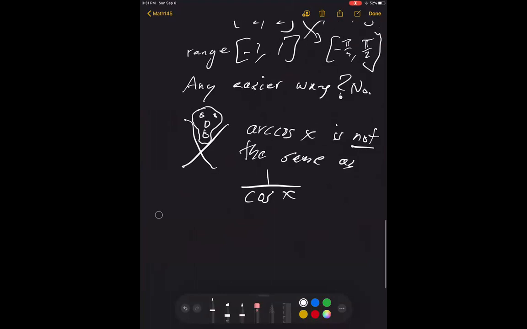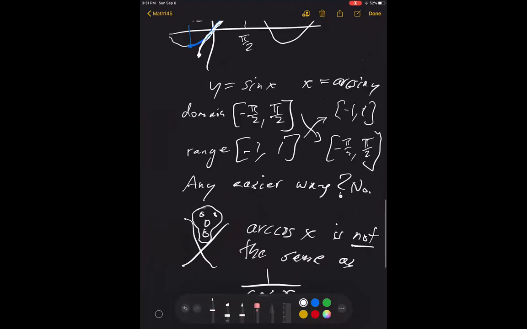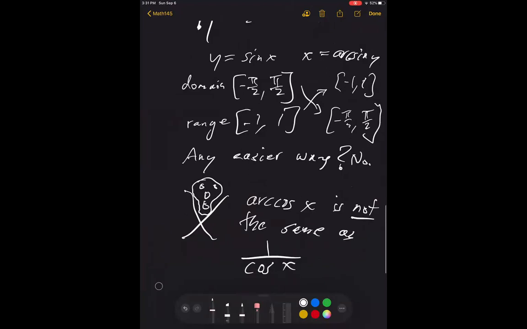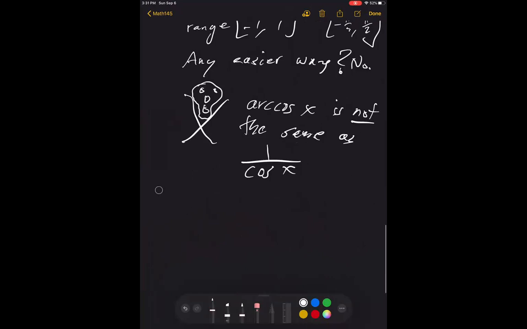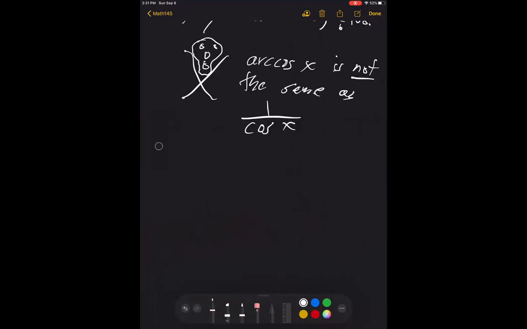And similarly, the arc sine is not the same as 1 over sine x. Absolutely not. Common error. So don't even begin to think that way. The only way to think about it is y is cosine x, therefore x is arc cosine y. That's the defining equation.